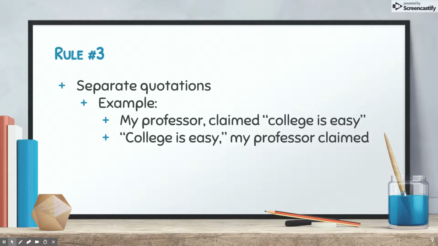So for rule number 3, we have commas can be used to separate quotations. And for this example, I have the following 2 sentences. My professor claimed college is easy. Or is it, college is easy, my professor claimed? Which one is correct? If you chose option number 2, then you are correct. Option number 1 is incorrect since you're introducing a direct quote. The comma has to be after the claim and before the quote.